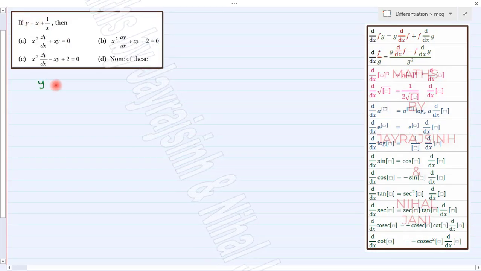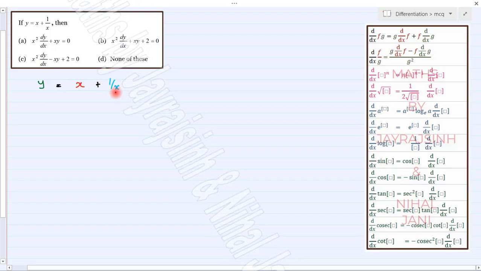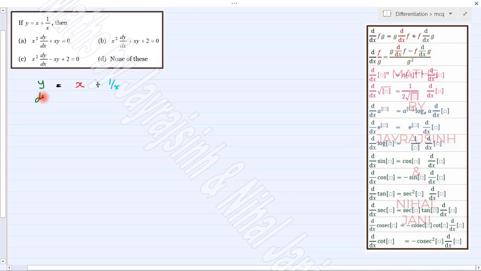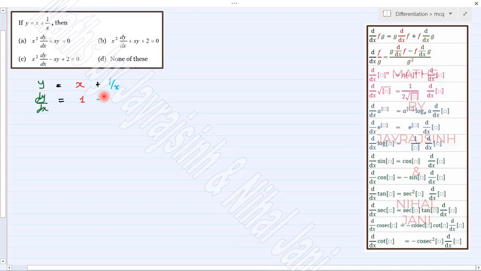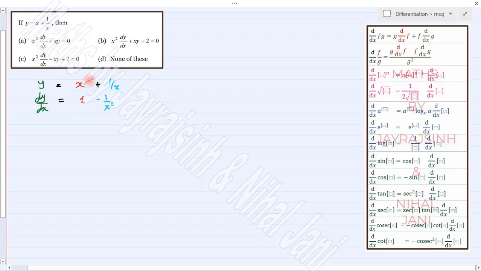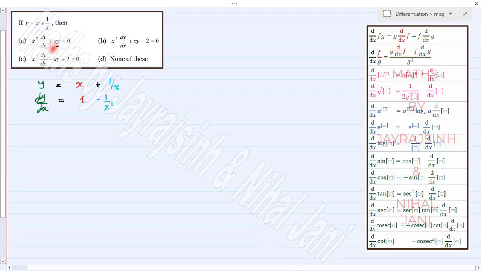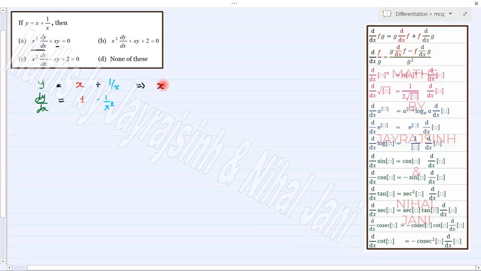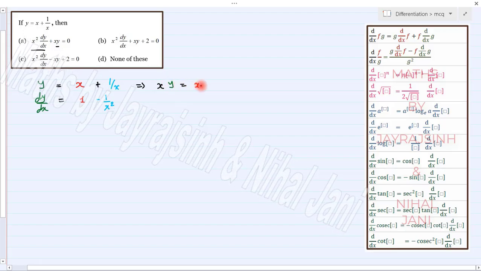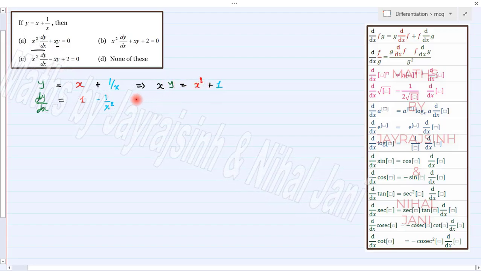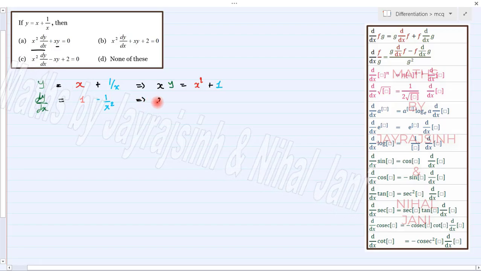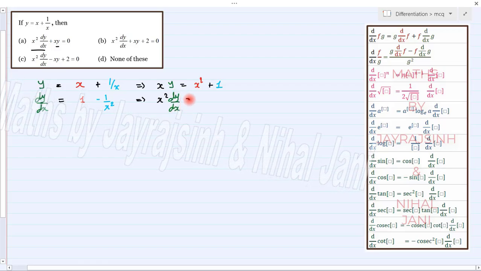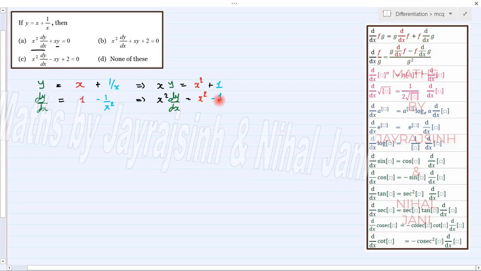If y is equal to x plus 1 by x, then we have to get the related differential equation. So we have y, let's try to get dy by dx. 1 minus 1 by x square. Now in all of the options we have xy and x square into dy by dx. So if we multiply by x, we will get xy is equal to x square plus 1. And here if we multiply x square on both sides, we will get x square dy by dx is equal to x square minus 1.